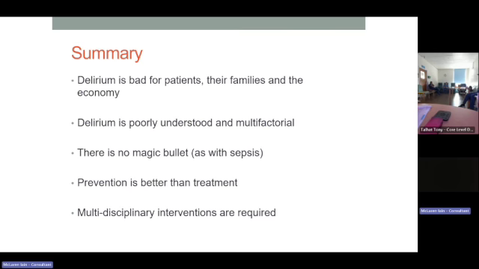There is no one drug or magic bullet to stop it, to cure it. And actually, once it's occurred, it's very difficult to treat. So trying to prevent it through an ABCDEF approach and proper sedation guidelines is important. And it really does require multidisciplinary intervention from all of our colleagues in the unit, but also from families to help.